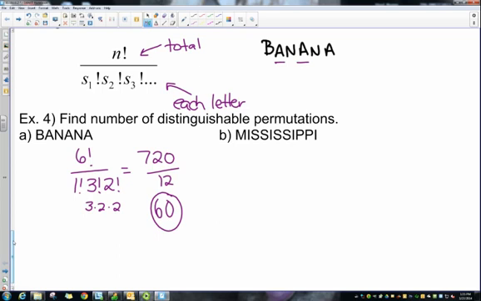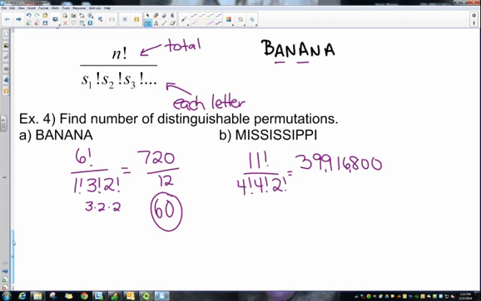Okay, so with Mississippi, you look at this, 2, 4, 8, there's 11 letters. So your numerator would be 11 factorial. Now M happens once, again, 1 doesn't do anything. The I happens 4 times. The S happens 4 times, and the P happens twice. Okay, so I take that and I figure it out. Now 11 factorial is this number here.